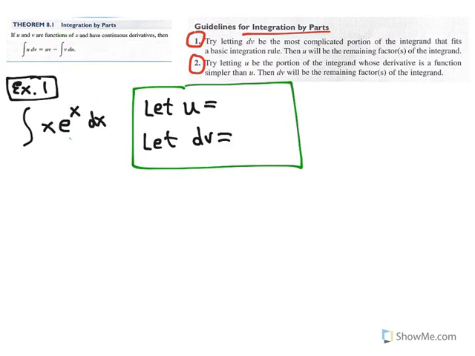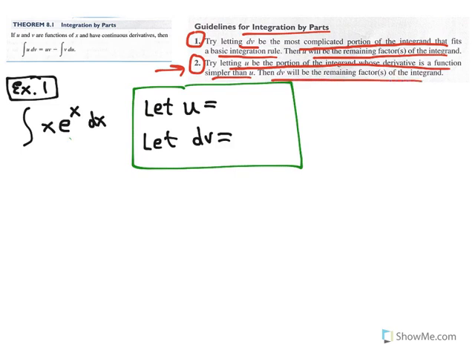So what are the guidelines? Let's take a look over here. Try letting dv be the most complicated portion of the integrand that fits a basic integration rule. u will be the remaining factors of the integrand. Guideline 2 is just a different way of stating guideline 1. Try letting u be the part of the integrand whose derivative is a function simpler than u. dv will be the remaining factors of the integrand. So let's go ahead and try something here.